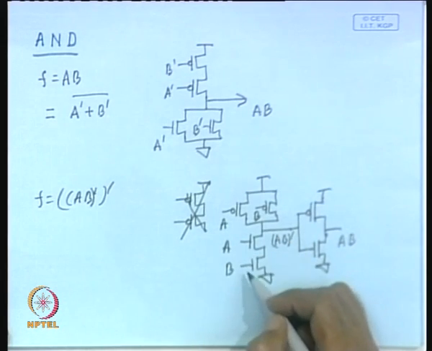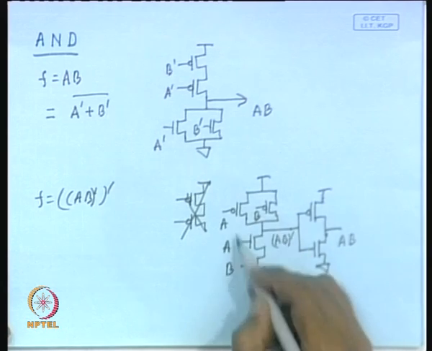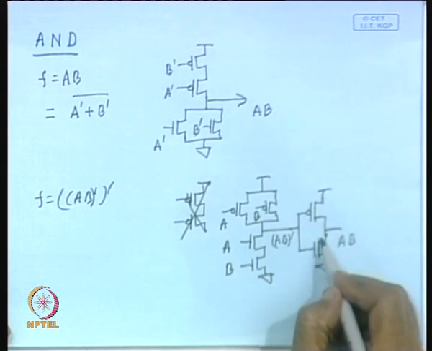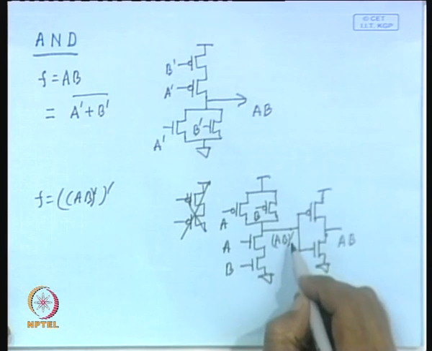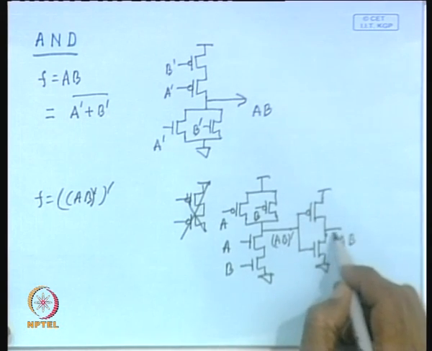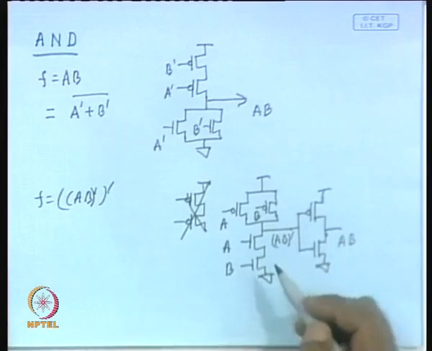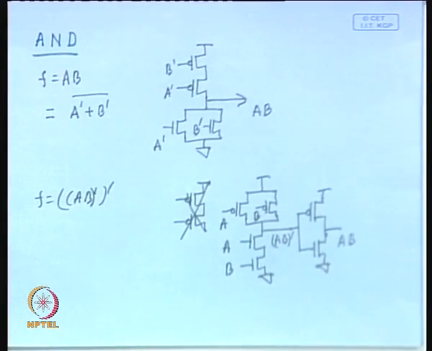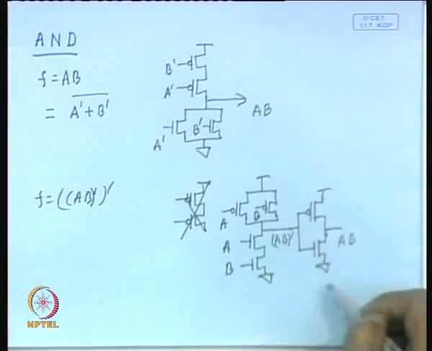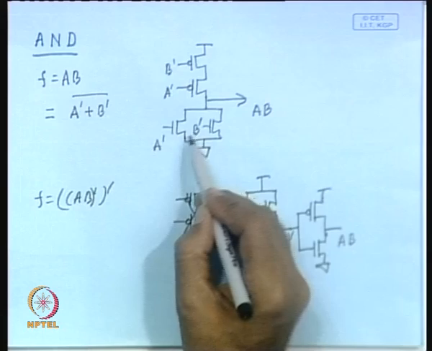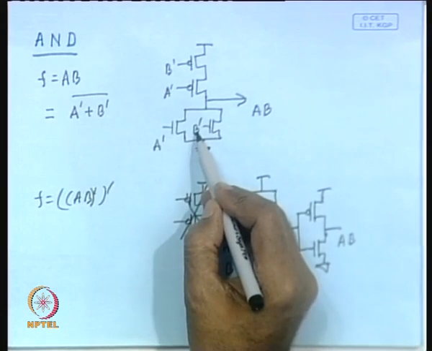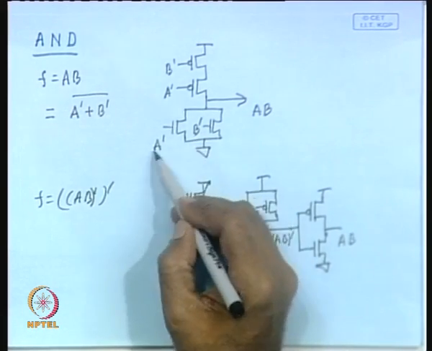On the other hand, if the inputs are not available in complemented form, then you will require two levels of realization, because in the first level you will realize a two input NAND gate, and you will invert it to get the AND function. So, both are possible. However, the second type will require larger delay, but the first will require the complemented inputs to be available to you.